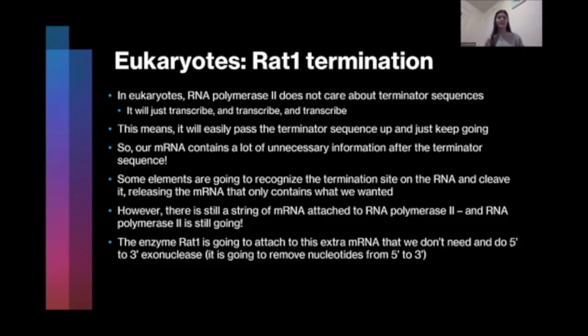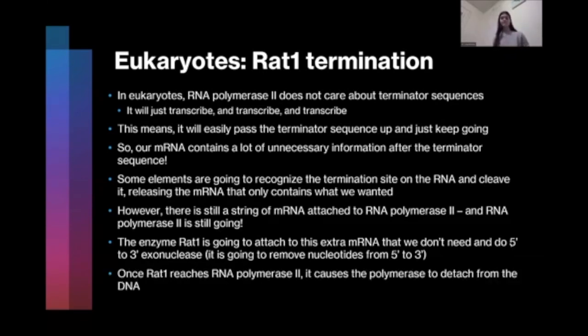So we have our friend, Rat1, that's going to attach to this extra mRNA and eat it all up like a rat. It's going to do something called 5' to 3' exonuclease activity. If you remember this from DNA polymerase 1 in bacteria, 5' to 3' exonuclease means you're removing nucleotides in the 5' to 3' direction. And once Rat1 reaches RNA polymerase 2, it'll make the polymerase detach from the DNA and finally stop transcribing.